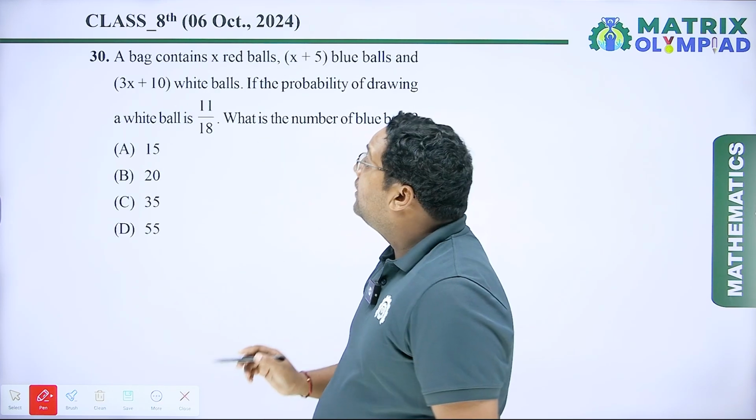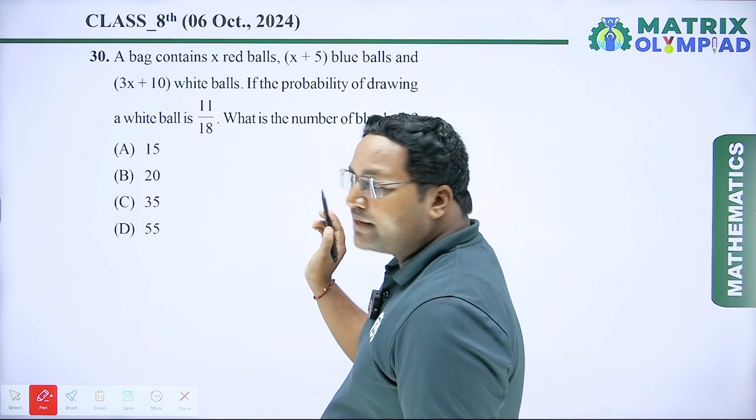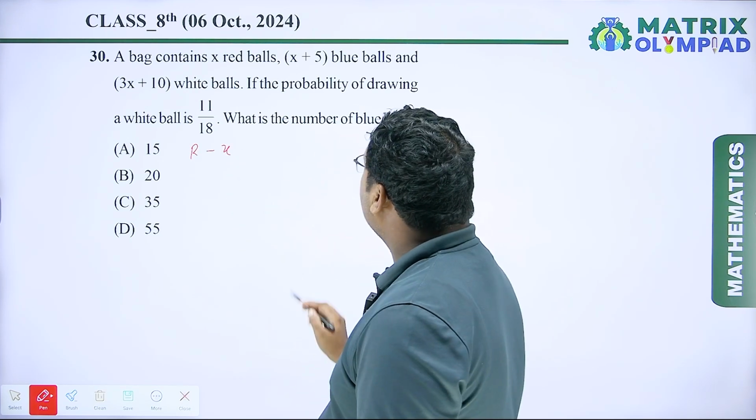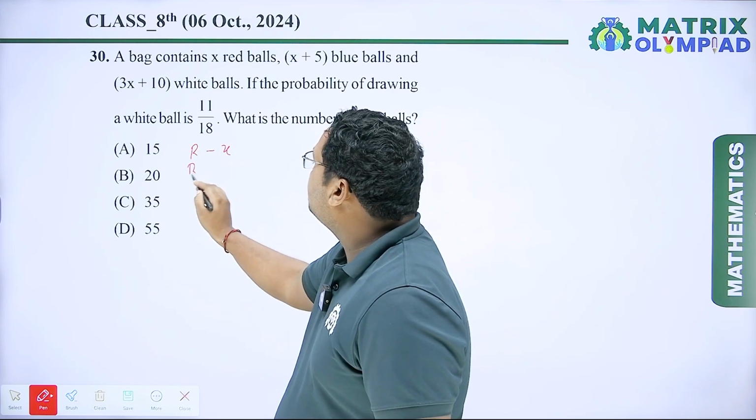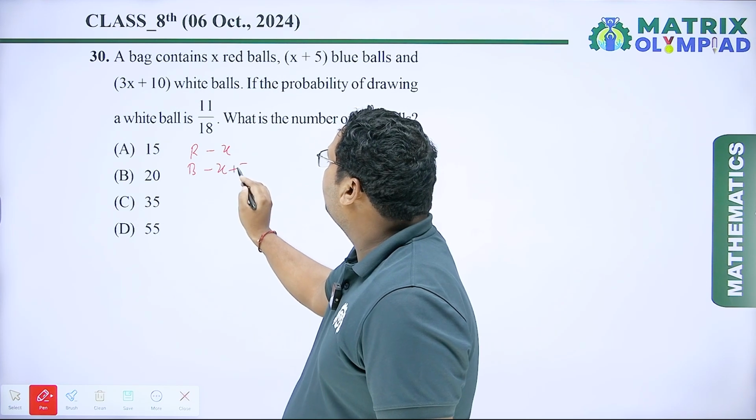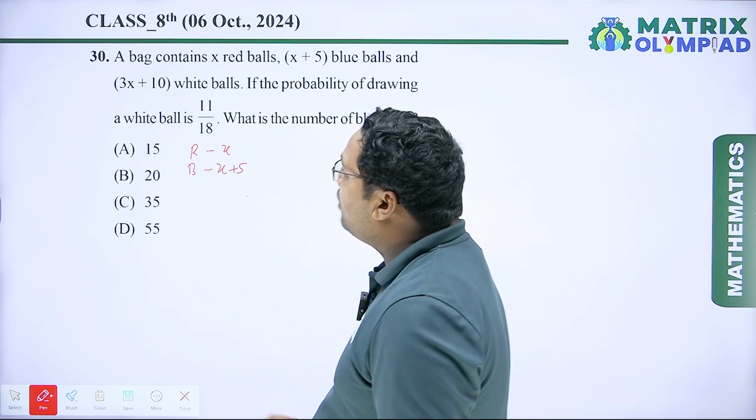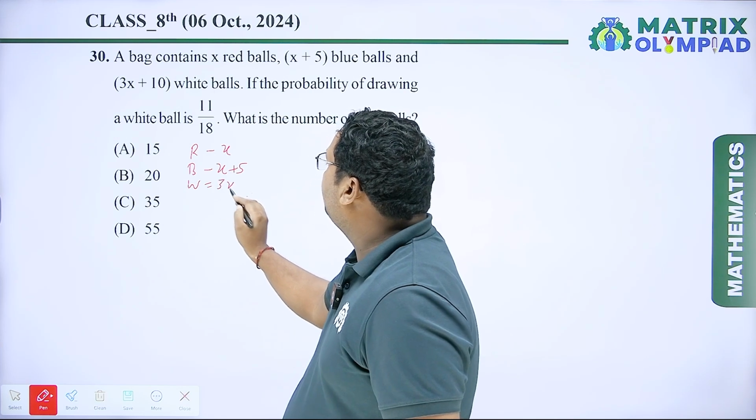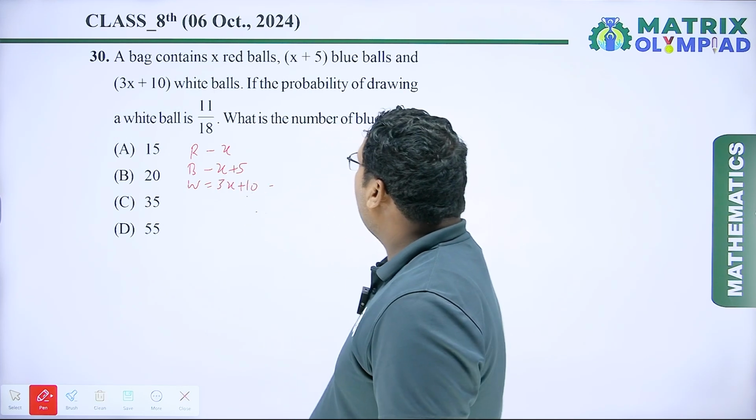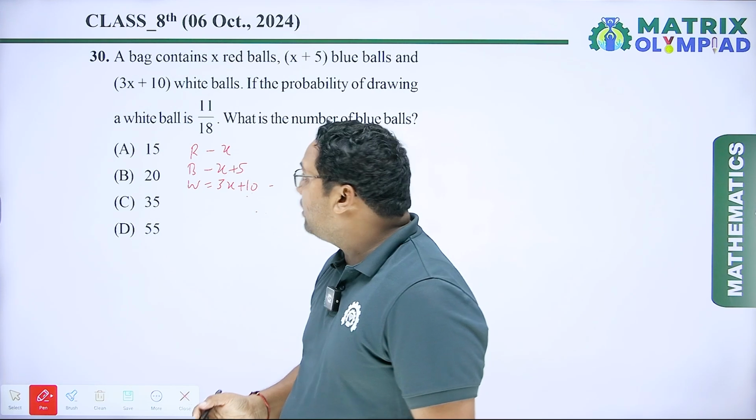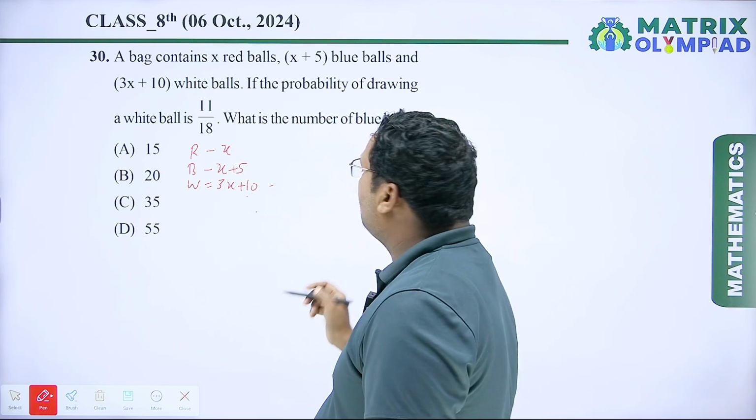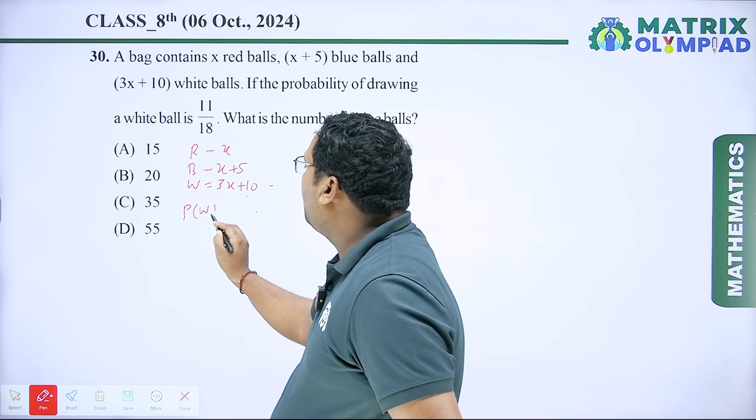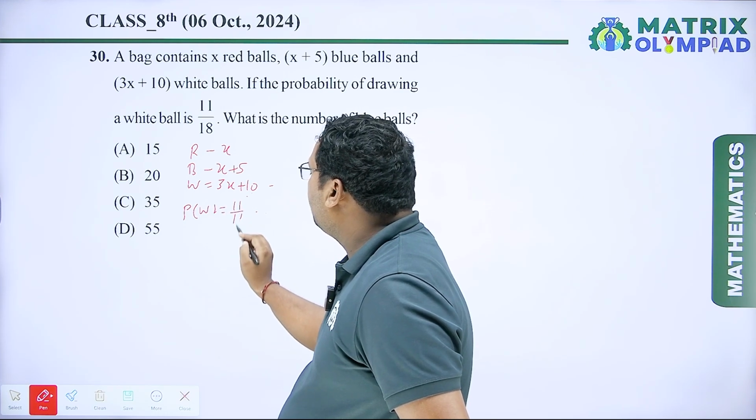Next question is, a bag contains x red balls. So here red balls are x. Blue balls are x plus 5. Next, white balls are 3x plus 10. So I have to write here white balls are 3x plus 10. If the probability of drawing a white ball is 11 by 18, what is the number of blue balls? So here the given probability of white ball is 11 by 18.